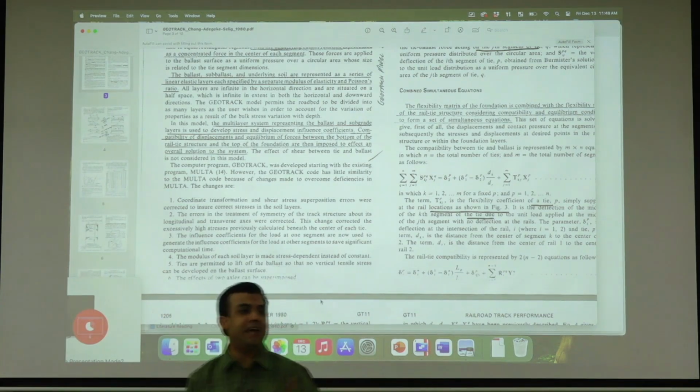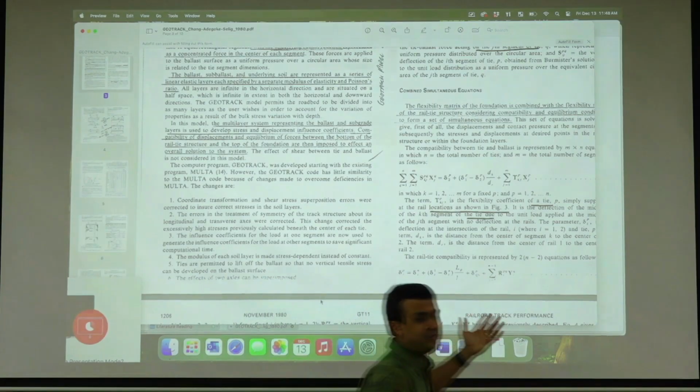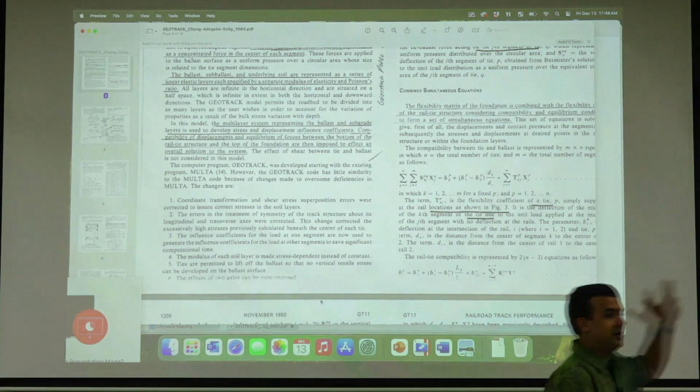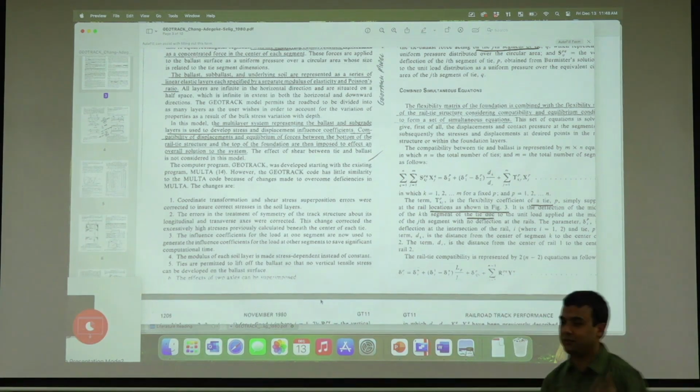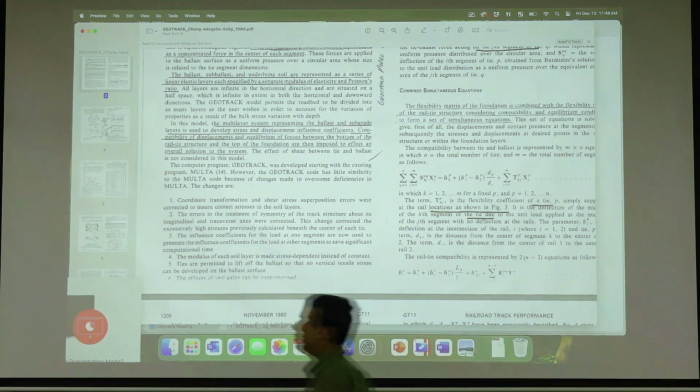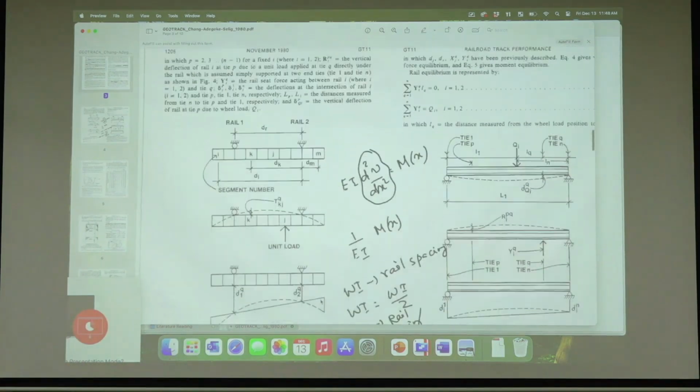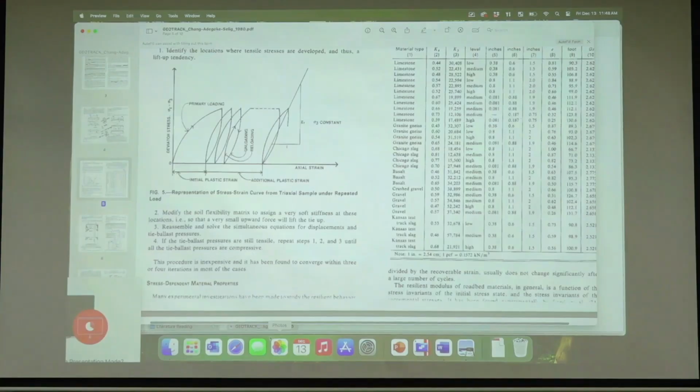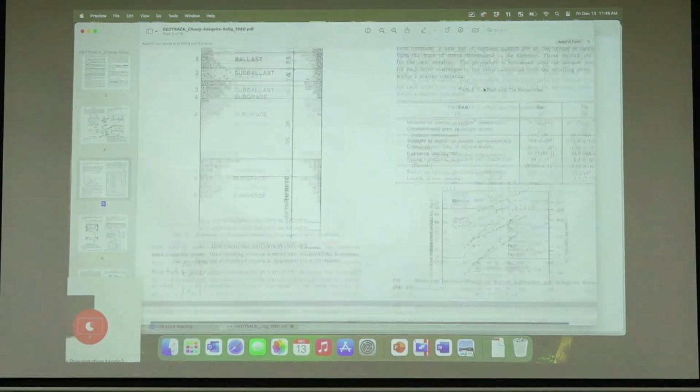They basically gave it to me and said, okay, figure this out, check this code if it is correct or not, recompile this, fix this. That was my first master's student who did all of this work, and we developed this GeoTrack code that I'm going to show you right now.